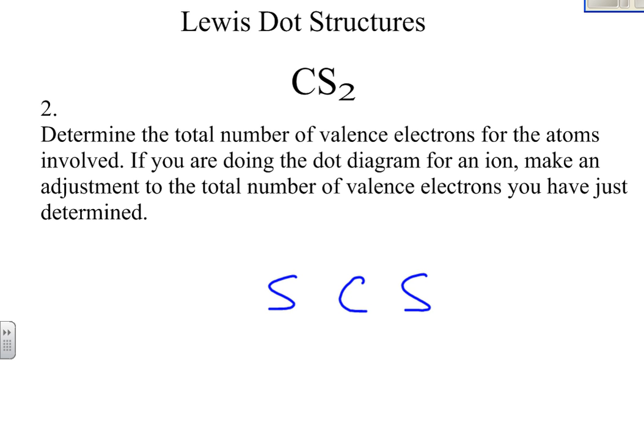We're going to determine the total number of valence electrons that we have for our element. So again, we've got to go back to the periodic table. Our first element is carbon. For the one atom of carbon, we just checked, and we had 4 valence electrons for the carbon.